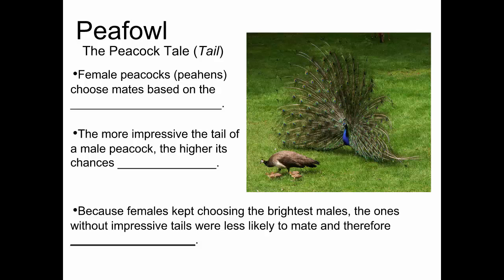In the peafowl, the female chooses which males she will mate with, and she chooses the males based on their tail display. So the more showy and colorful and larger the tail of the male, the more likely a female will choose it as a mate. And therefore, it's more likely to what? Reproduce. When it passes on its genes, its male offspring will probably have a large, showy tail. The more impressive the tail, the higher its chance of mating.